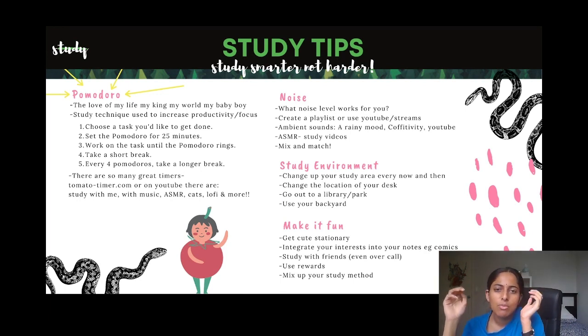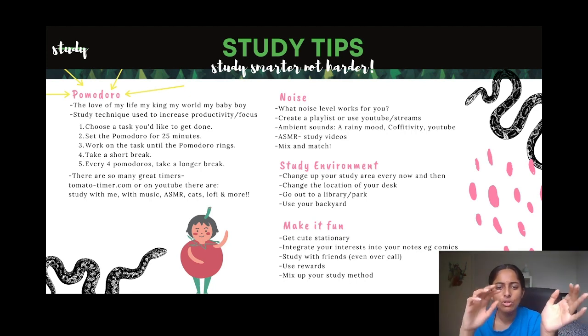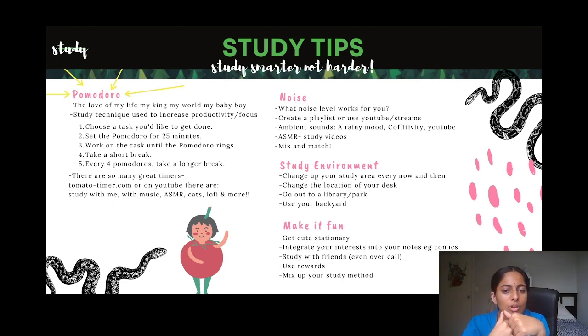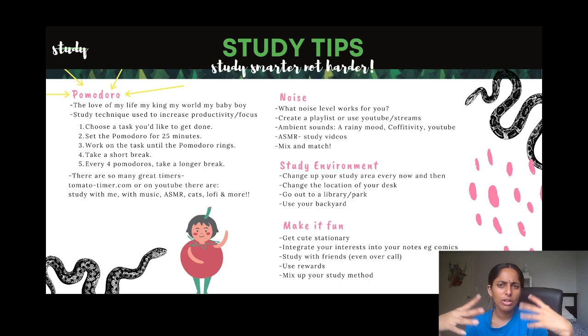But I feel like I'm more of the girl that does things in a flow zone. So you have to just get into the flow, and once you're in the flow zone, then you really start pumping out work. So that is really useful. You can also change up your environment. So change up your study area every now and then, change the location of your desk in your room if you can. Go to a library or a park and study, use your backyard. If there's any place to sit outside, you can use that area and make it fun as well if that's what you like.